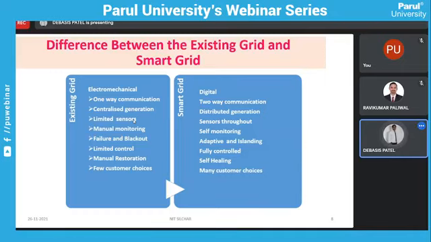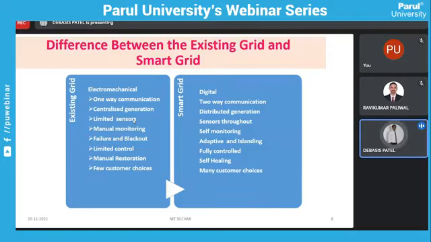Sensors are throughout, like in transmission lines and distribution lines. In generation also sensors are there, and continuously they are monitoring what is happening in our grid, what the power is, and whether the temperature is within the acceptable range or not. All these things are monitored through sensors.